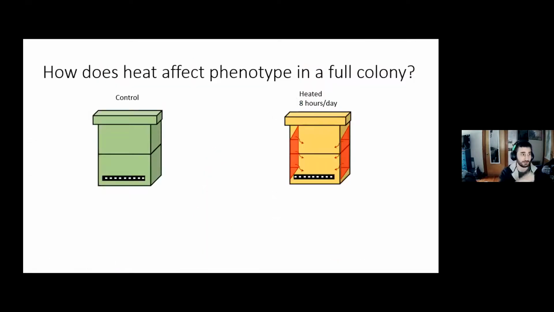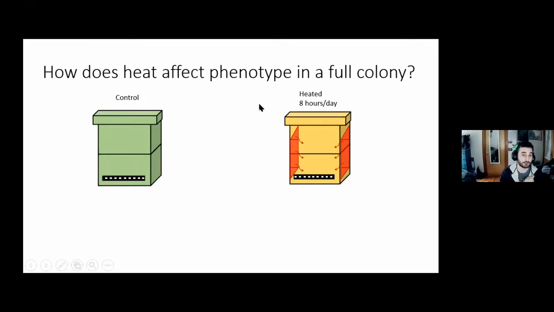So how I'm planning on testing this is next summer, instead of using my observation hives, I'm going to use full-size Langstroth colonies. I'm going to have 2 groups. A control group that's unheated, just going to be subject to whatever the temperature is ambiently. And a heated group, which I'm going to place heating pads on the inside of and heat for 8 hours a day to simulate chronic heat stress, like a heat wave.